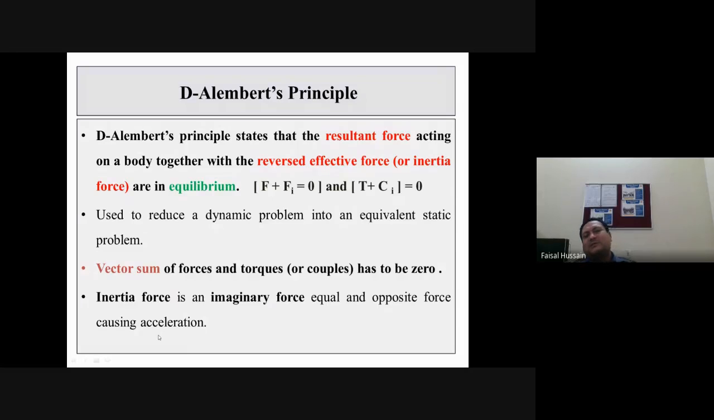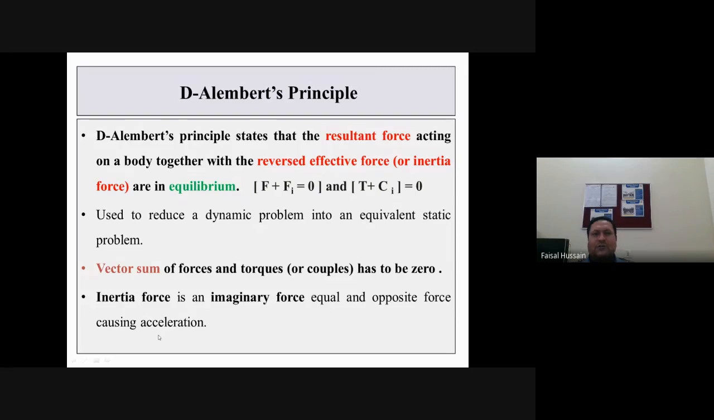Now let us go to the D'Alembert principle. What is D'Alembert principle? It says that the vector sum of forces and torques, couple is also incorporated in it, has to be 0. Generally, D'Alembert principle is applied when the resultant forces which are acting on the body plus the effective forces, these are your inertia forces, all these forces, all the summation of the forces, and the condition is in equilibrium.